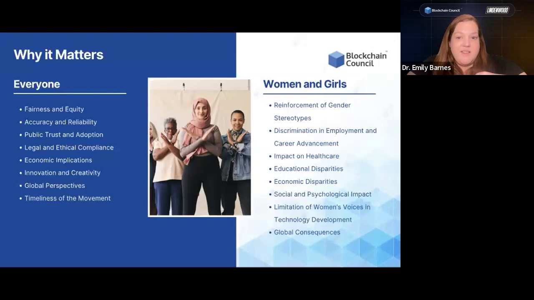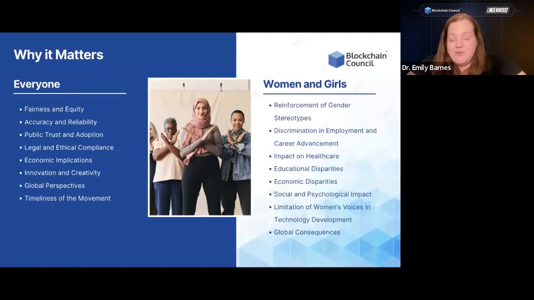So lastly is the impact of bias on women and girls uniquely. We'll ask it in the form of a question. Does bias in AI reinforce gender stereotypes? You could probably answer these in your head as I read them. How does bias contribute to discrimination in employment and career advances, where even without AI, it's already there, right? Which is just regular bias. How does it impact healthcare?